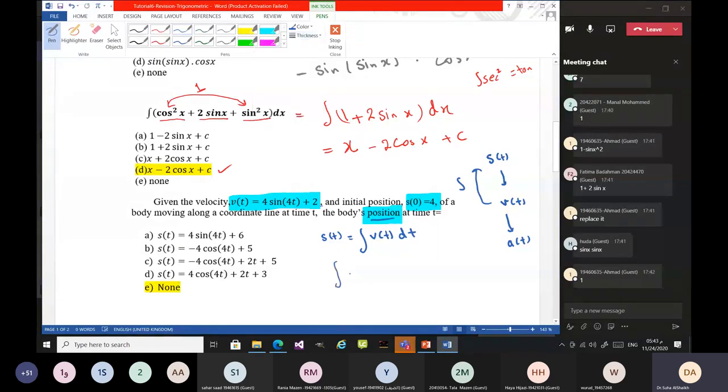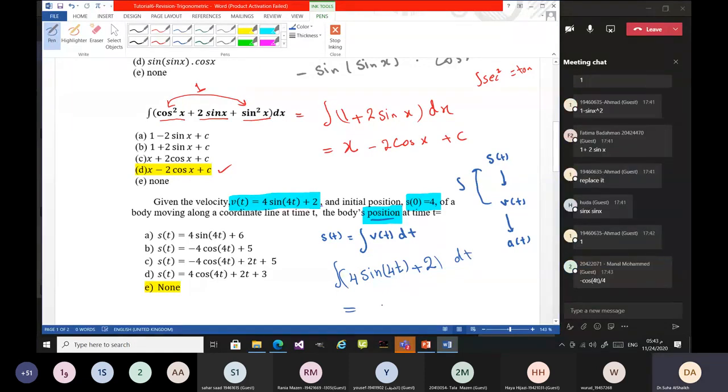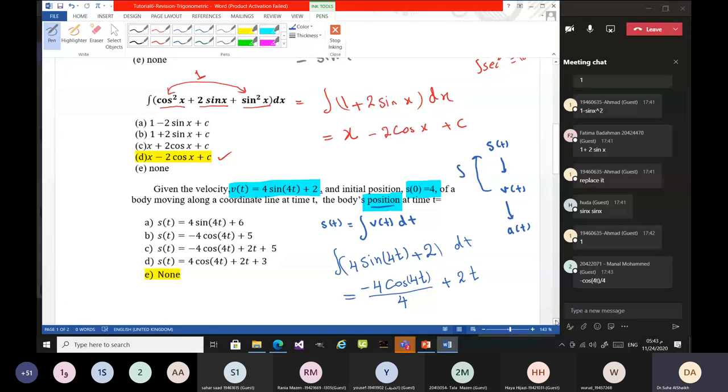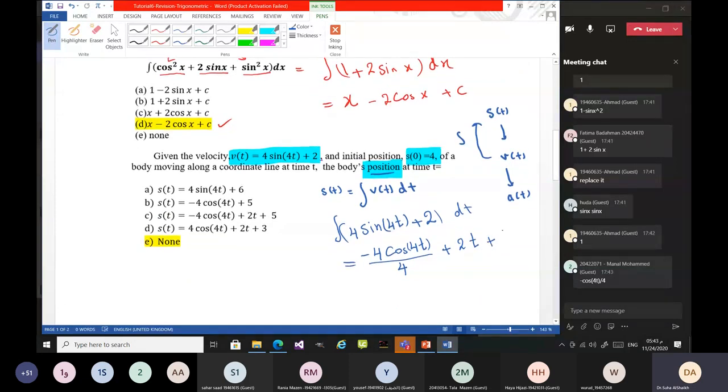So we integrate 4 sine of 4t plus 2, and the integration is with respect to t, of course. Now what's the integration of sine? It is minus cosine, and I have to divide by 4 of course. So I already have 4, so it will be minus 4 cosine of 4t, and I must divide by 4 because it is sine 4t. And what's the integration of 2? It is 2t. Of course this is plus the integration constant c.